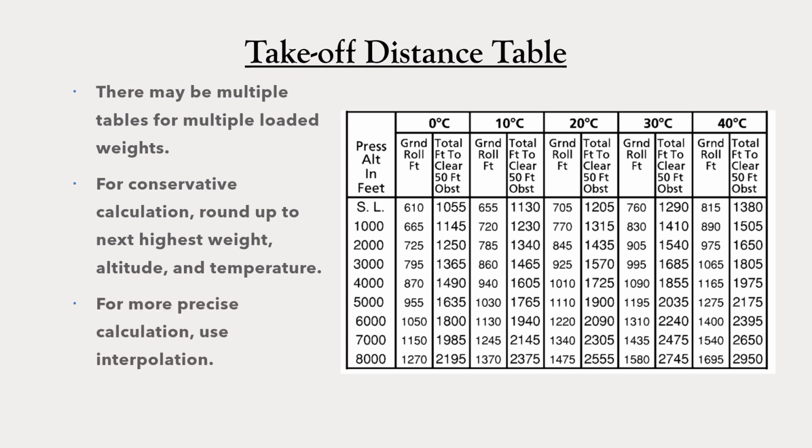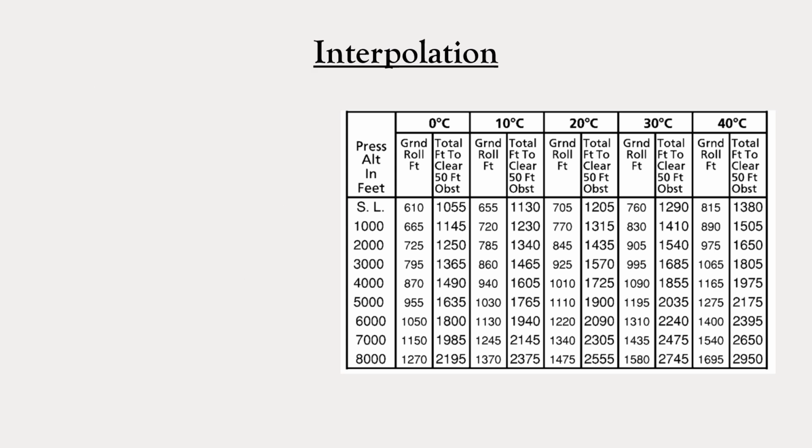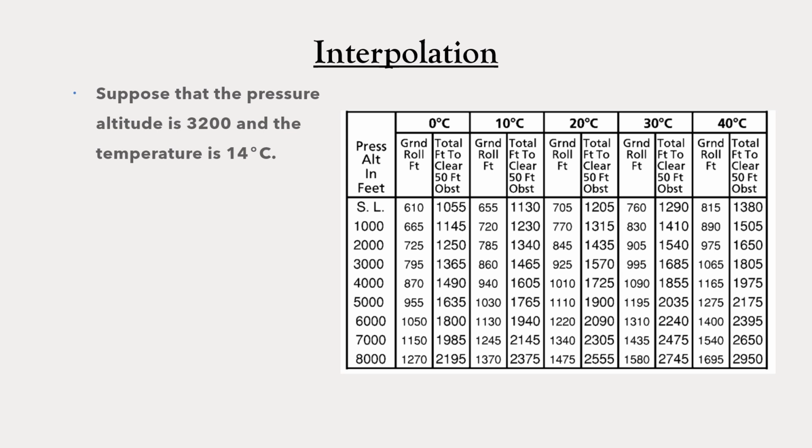If you need to be more precise in your calculations, then instead of just rounding everything up, you need to use interpolation. So here's how you do an interpolation. Suppose that we want to calculate our takeoff distance at an altitude of 3,200 feet with a temperature of 14 degrees Celsius. Those numbers don't appear in this chart. They fall between numbers in the chart.